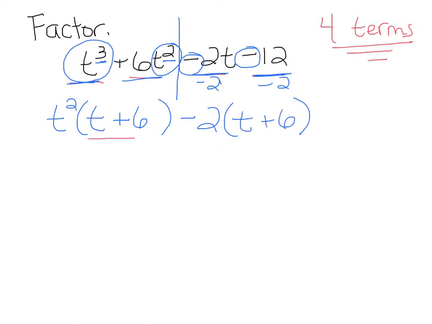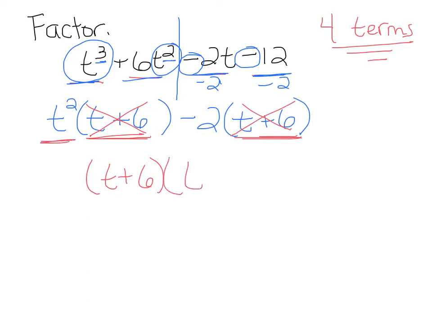I want you to make sure you see that these two are the same. That must happen for factor by grouping. You must have the same exact binomial in those parentheses for factor by grouping to work. Now we pull out, or you can just say you write, the expression that's in the parentheses. And if you need to do this, just cross off the parentheses to see what's left. What's left? T squared minus 2. And this is my answer.